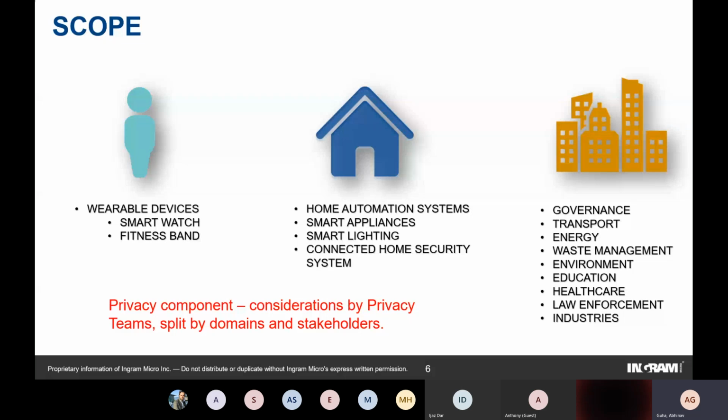Looking at the scope, the IoT industry itself can be thought of as three distinct pillars, or three supersets and subsets. The superset being government level, governing body level, smart city level IoT. At a smaller scale, we would have the home automation systems, your Google Homes, your Alexas, and so forth. And of course, at the individual level, we have our Fitbits and the likes, wearable tech on your person day to day. So these are the three main pillars, and the privacy component that needs to be considered in relation to this is having split domains and different stakeholders at each of these points.